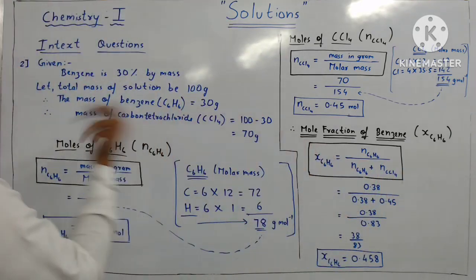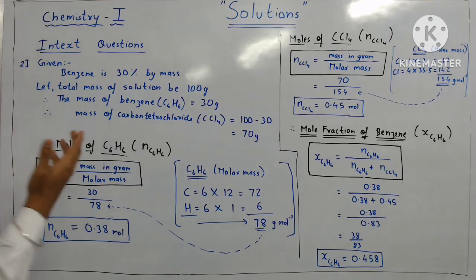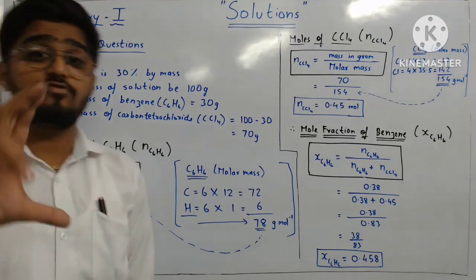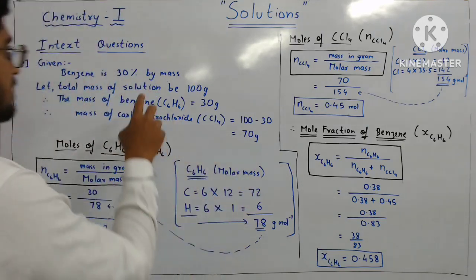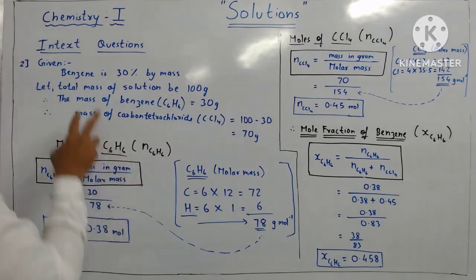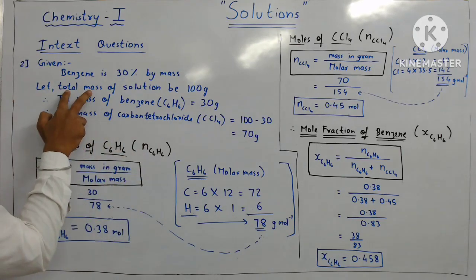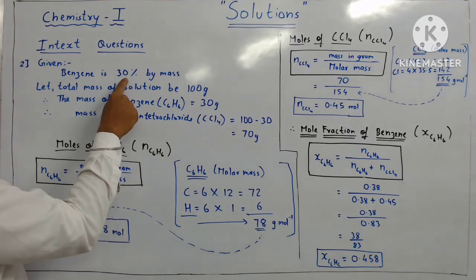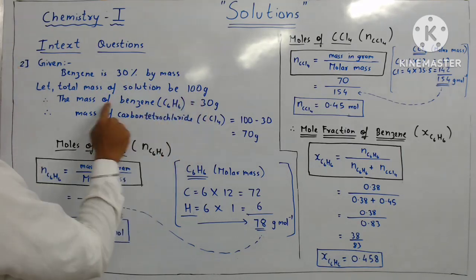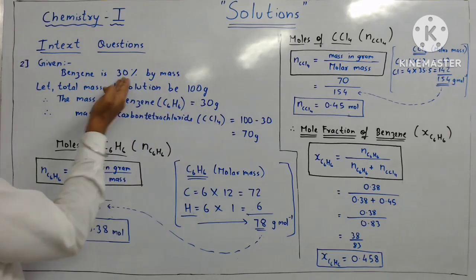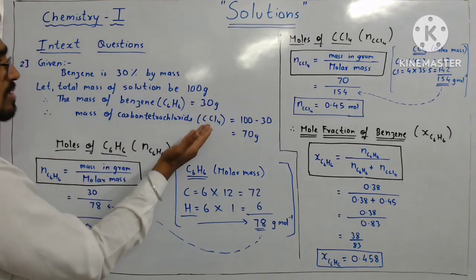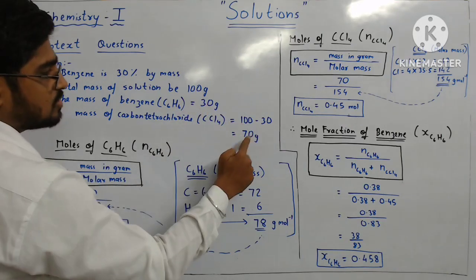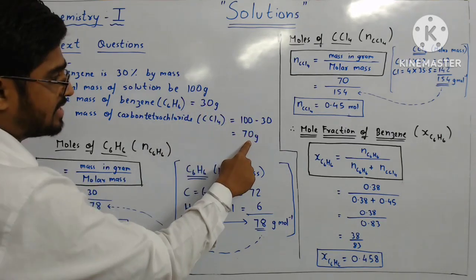So you can see here, in the question, what is given? Benzene is 30% by mass. Benzene is how much in the whole solution? Benzene is 30%. So first of all, just assume the total mass of the solution to be 100 gram. And how much is benzene? 30%. That means in 100 gram, benzene is 30 gram. So how much will be the second thing, carbon tetrachloride? 100 gram minus 30 gram, you will get 70 gram of carbon tetrachloride.